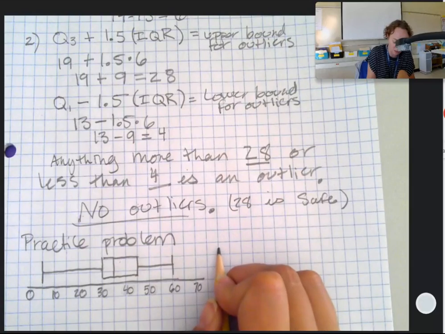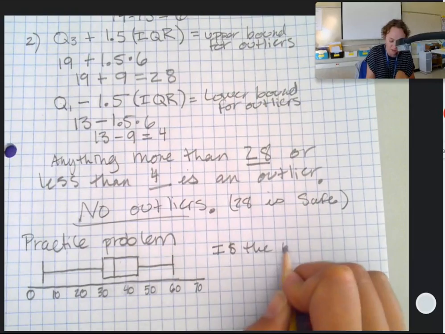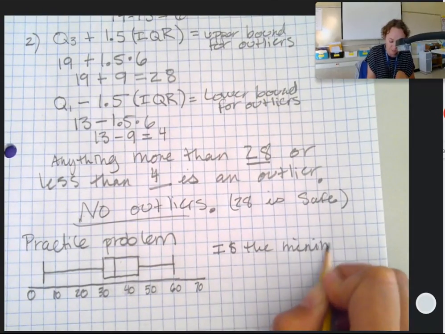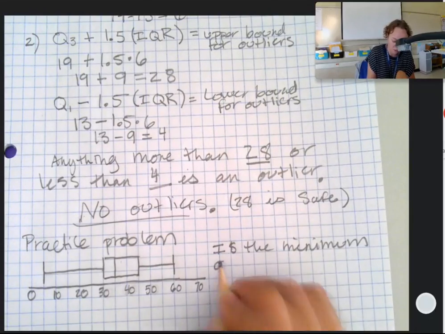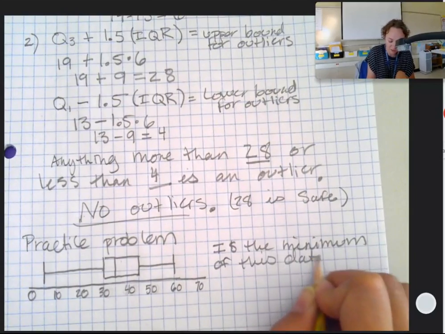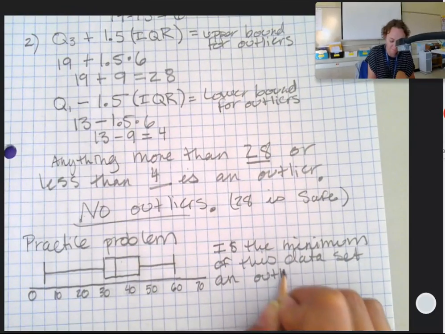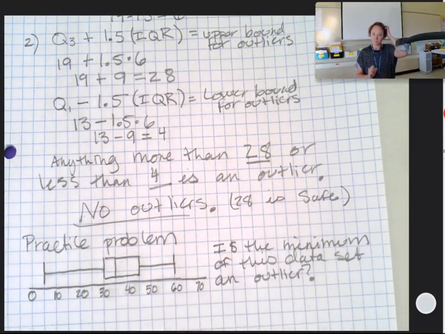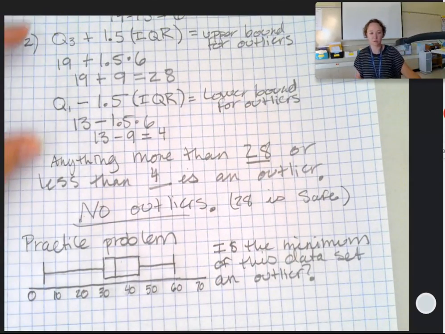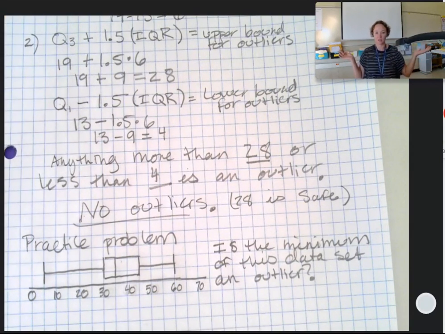The question is, is the minimum of this data set an outlier? So use our equations from up above, extract the quartiles, minimum, maximum from in here so that you have enough information, and good luck.